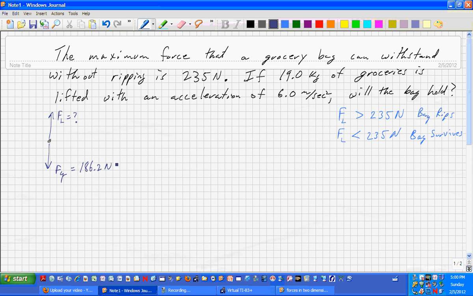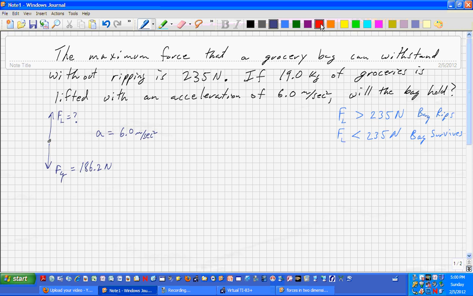Next step would be to rotate it if it's on a ramp. It's not, so we don't have to do that. Break any angled vectors into components. We don't have any angled vectors, so we don't have to do that. Evaluate the motion. We know that the bag is accelerating up because it's being lifted up with an acceleration of 6.0 meters per second squared.